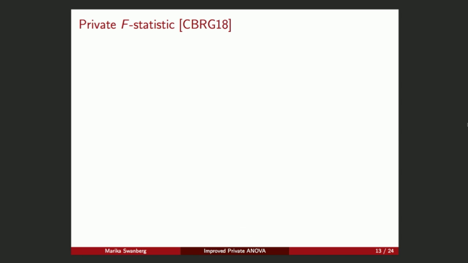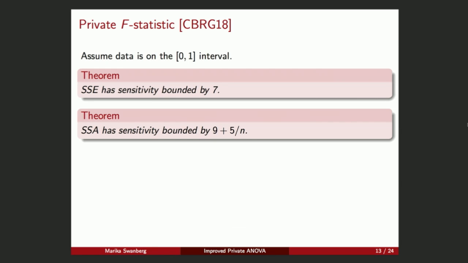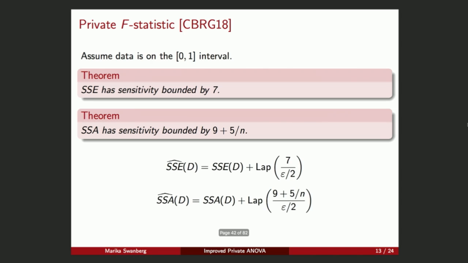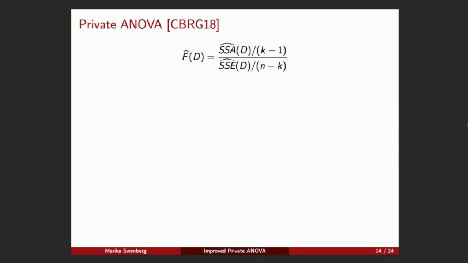So at Reed, some of my colleagues a few years ago developed the first private F statistic. So they first assumed the data was normalized, and then they were able to bound the sensitivity of SSE and SSA, the two components of the F statistic. And then they applied Laplace noise to both. And they assume that the epsilon is equally allocated between the two computations. And then they put all this together to get a noisy estimate of the F value for that database.